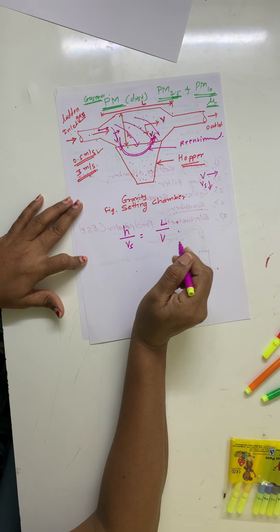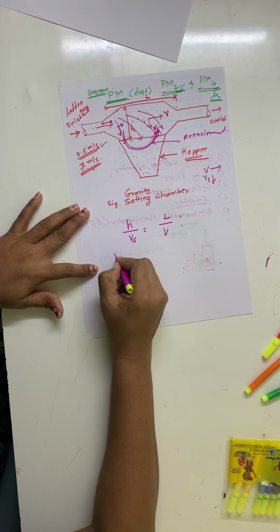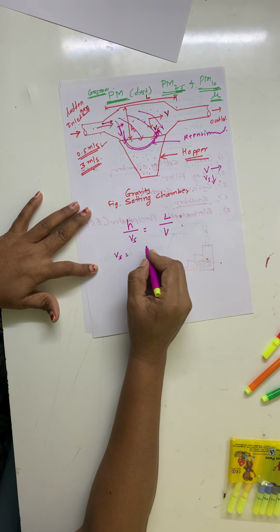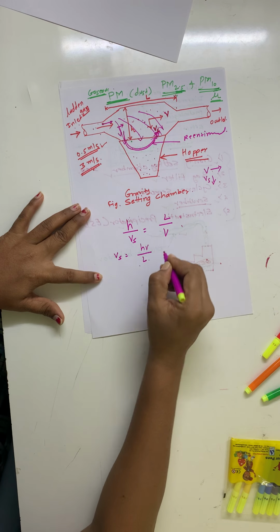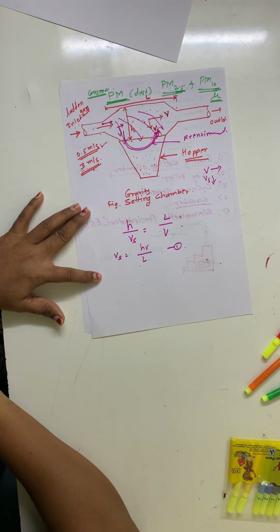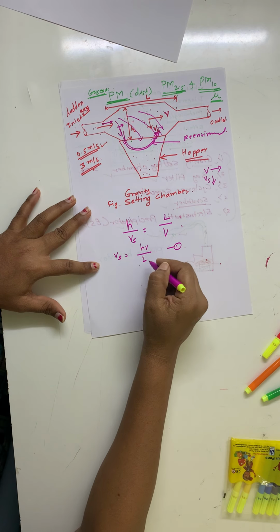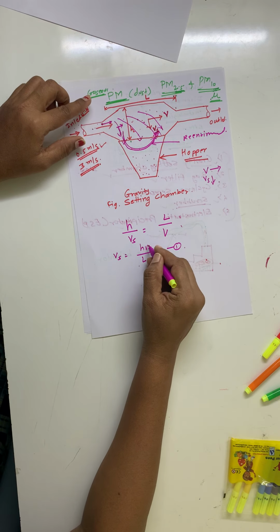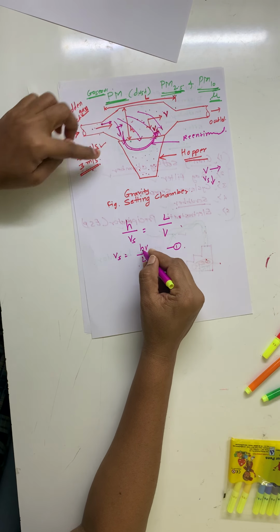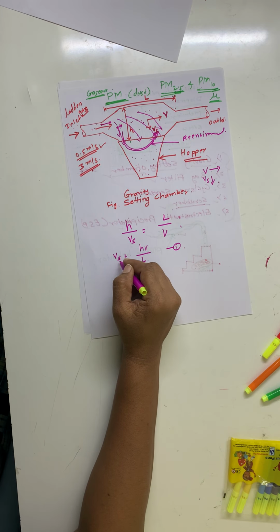When this is equated, the particles are going to settle down. So from this equation I can find the equation for Vs is equal to H into V upon L. We will assume this as the first equation. Here L is the length of the chamber, V is the velocity of the gas, H is the height of the chamber, and Vs is the settling velocity of particulates.